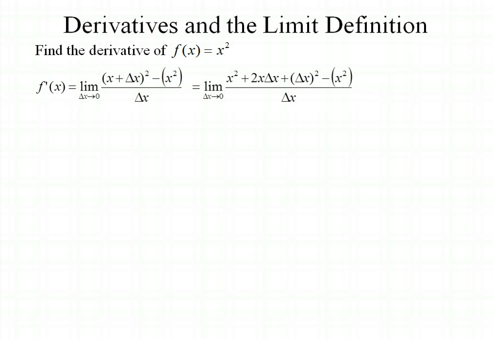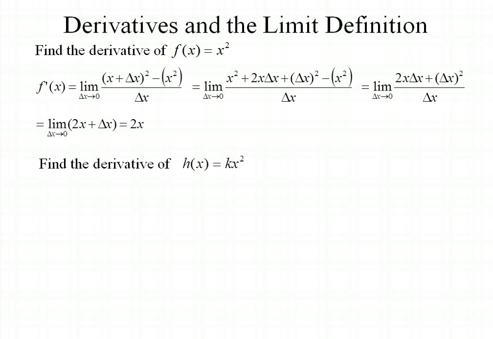So our x squared terms cancel out, and we're left with 2x times delta x plus delta x all squared, divided by delta x. So we're going to factor out and cancel the delta x's. So we're left with 2x plus delta x, and then we're going to take the limit of that as delta x goes to 0. So the delta x term is 0, and we're left with 2x. So that's our formula for the derivative of x squared.